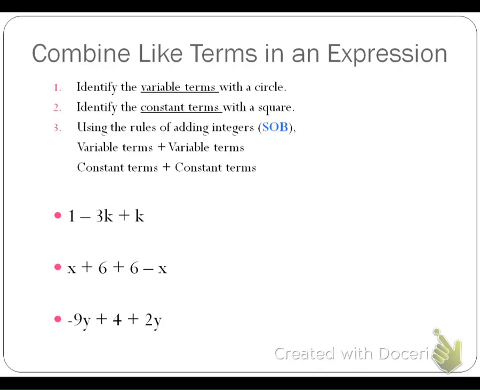Circle the variable terms. There is one variable term, and there's another variable term. What I don't want you to do is this, circling just the variable and not including the sign that's with it.